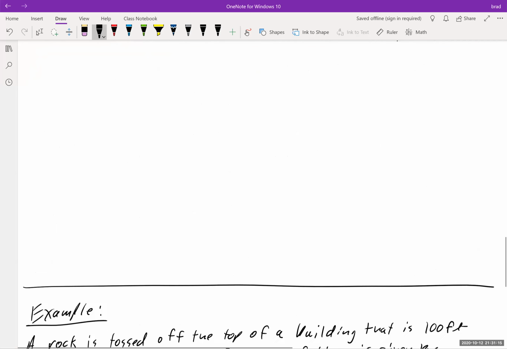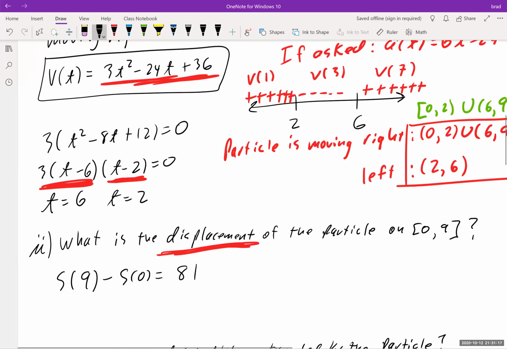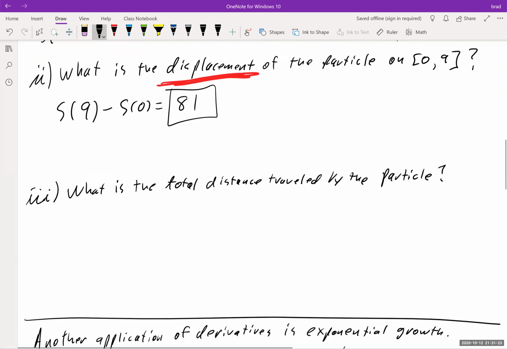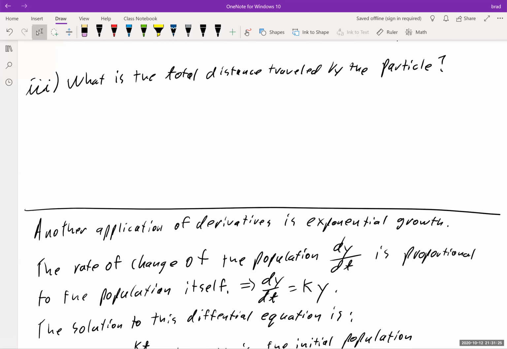So the displacement is 0. Oops. I'm sorry, not 0. The displacement is 81. Okay, so let's see here. What is the total distance traveled by the particle?